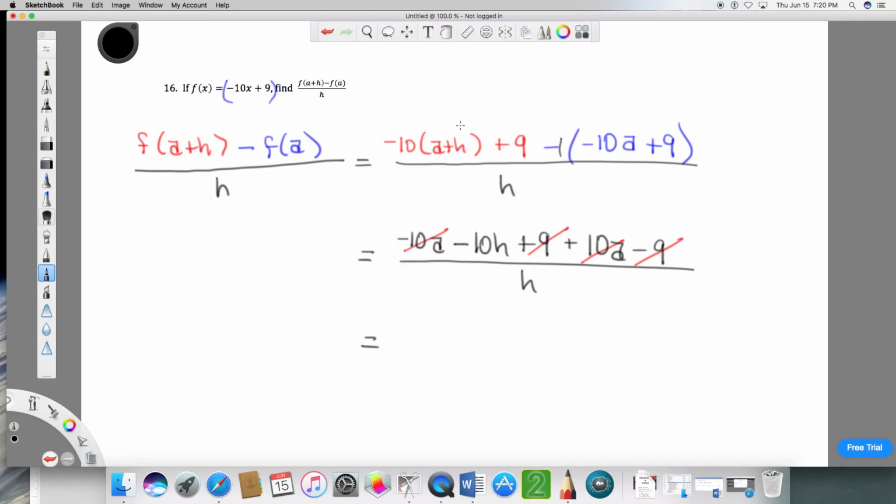Yes, it can be complicated sometimes to get to that point, but there is a point in every one of these difference quotients where it reduces pretty easily. So our numerator is just negative 10 times h divided by h, and h divided by h is 1. So this just reduces to negative 10.